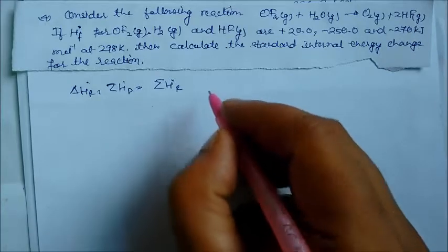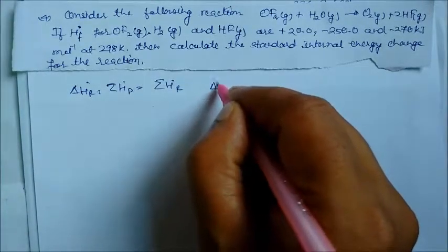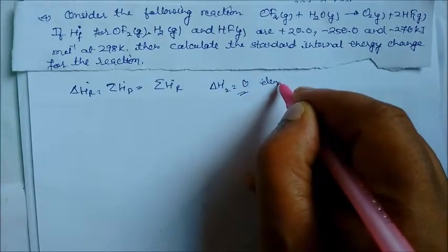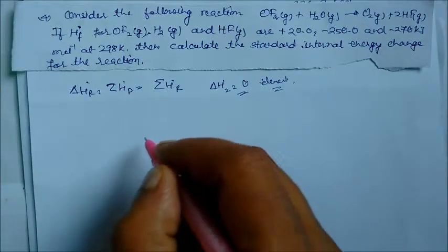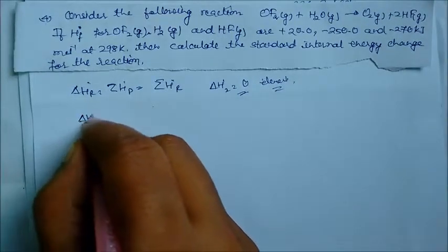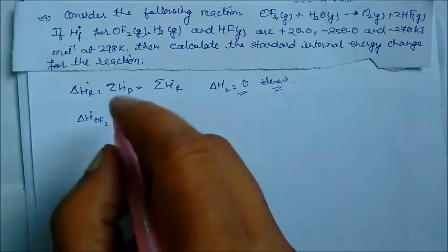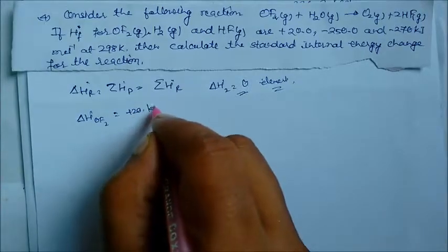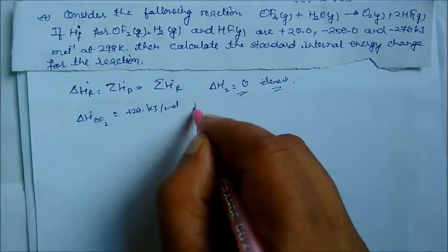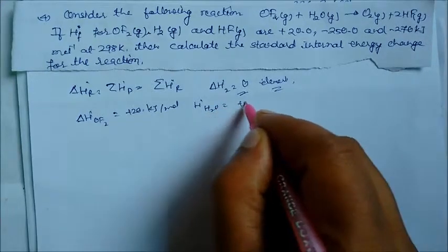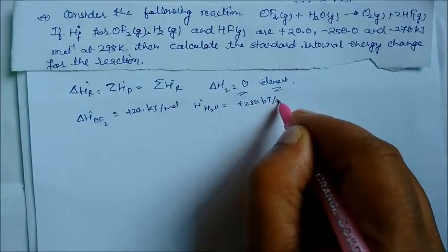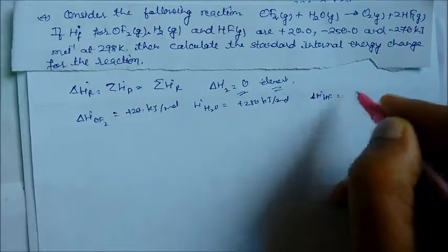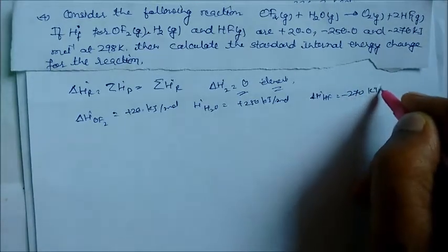And we know that the standard enthalpy of oxygen is 0, because it is in element form. So we can use the remaining values. The standard heat of OF2 is 20 kilojoule per mole, and similarly the heat of formation for water they have given here as minus 250 kilojoule per mole. HF is also given here as minus 270 kilojoule per mole.